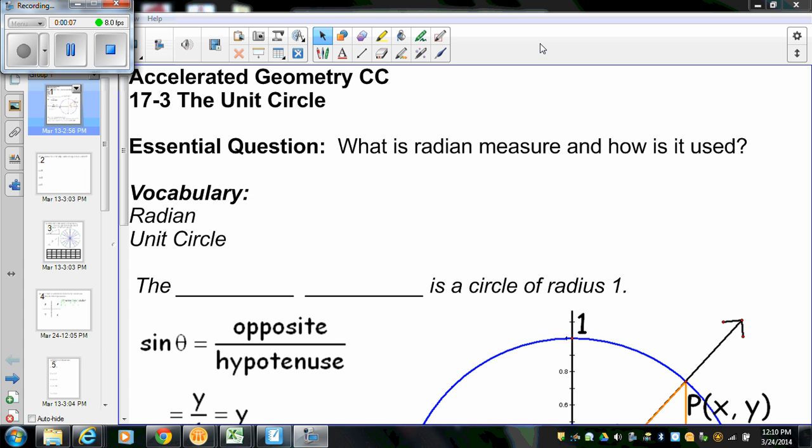This is the first video for section 17-3 in accelerated geometry. Today we're going to be learning about the unit circle.